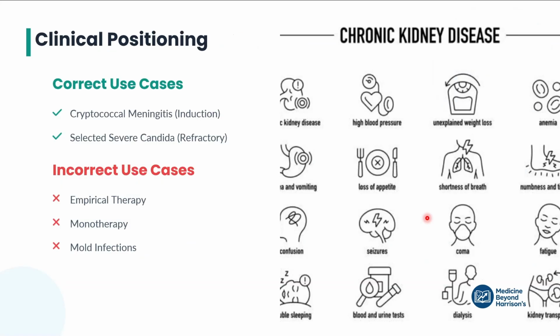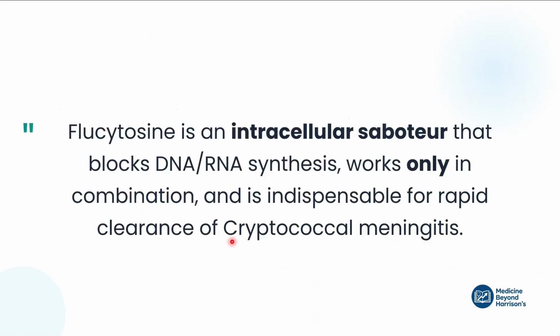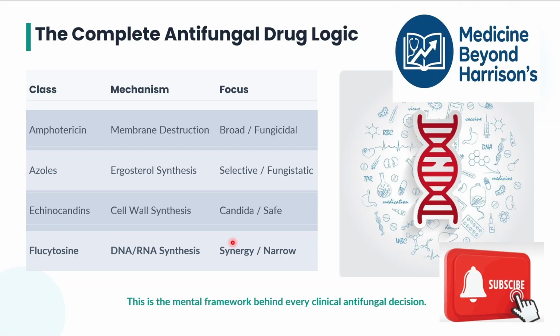So, clinical positioning: the current use cases are cryptococcal meningitis induction and selected severe Candida infections, and not for empirical therapy, monotherapy, and mold infections. Flucytosine is an intracellular saboteur that blocks DNA and RNA synthesis, works only in combination, and is indispensable for rapid clearance of cryptococcal meningitis.